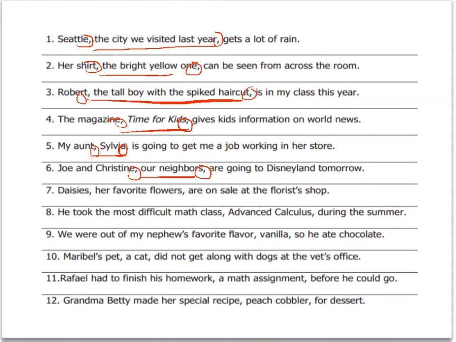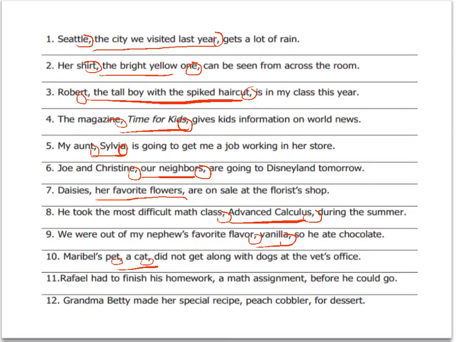Number seven, daisies, her favorite flowers, are on sale at the florist shop. Her favorite flowers. Number eight, he took the most difficult math class, advanced calculus, during the summer. Comma, comma, appositive. Number nine, we were out of my nephew's favorite flavor, vanilla, so he ate chocolate. It's just a single word this time, but still, there's your appositive. Number 10, Maribel's pet, a cat, did not get along with dogs at the vet's office. Comma, comma, there's your appositive.